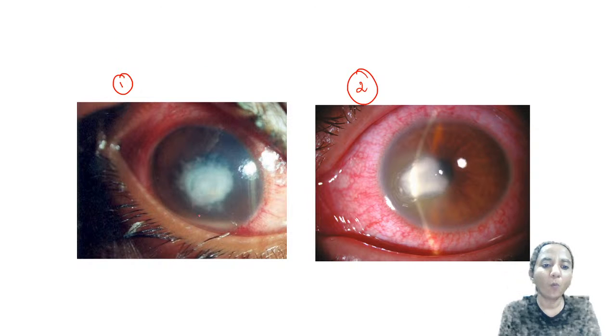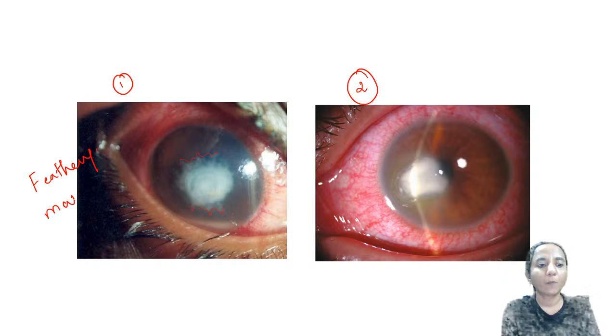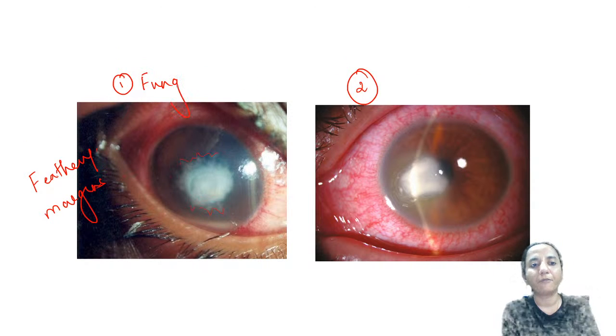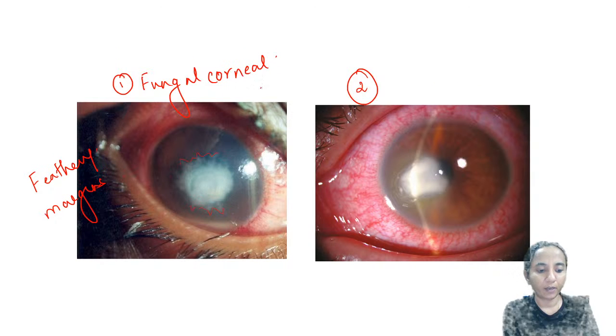See, in picture number 1, there is an ulcer, but look at the margins of the ulcer. See how the margins of the ulcer are. They are not well defined. They are like feathery, right? So this picture has got an ulcer with typical feathery margins. So picture number 1, if we get it in the exam, we are going to call this a fungal corneal ulcer.